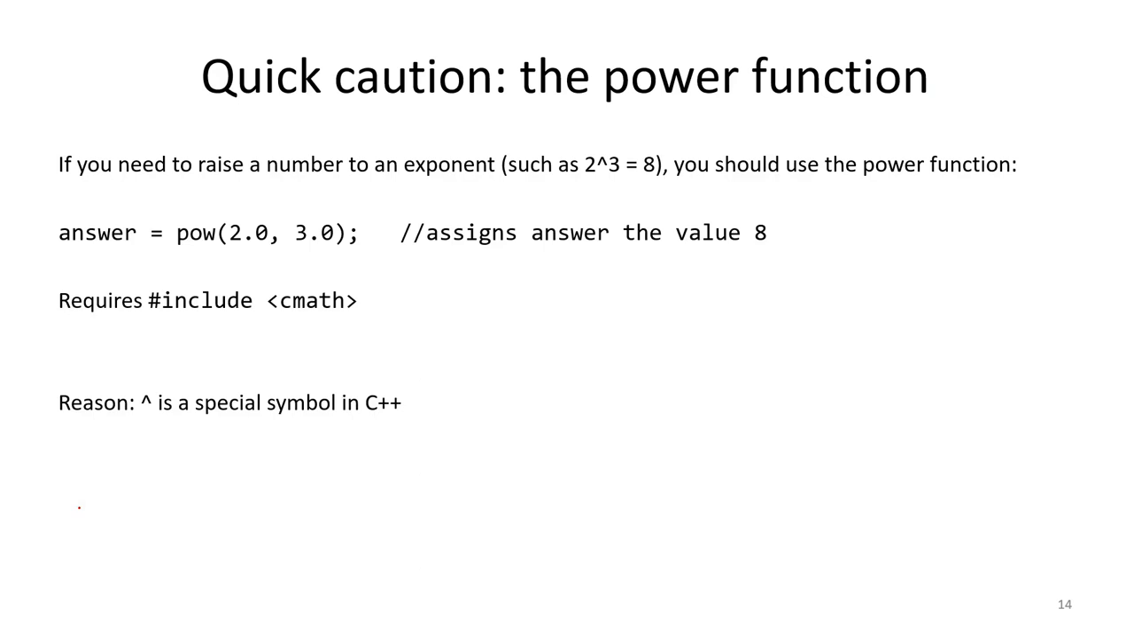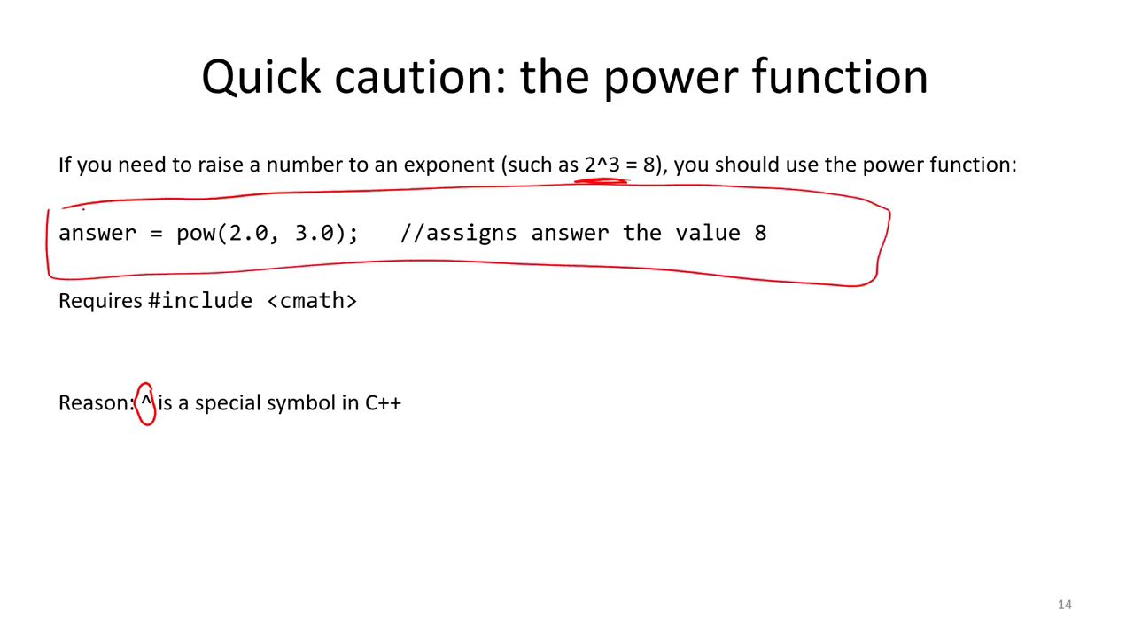Once again, just another reminder about the power function. In some of the programs that we'll write, we might need to take the square of a number or calculate an exponent. And so you want to be careful here because the exponent operator is actually a special symbol in C++ that does other stuff. So if you want to calculate an exponent, you need to use the pow function. And again, that requires the cmath header.